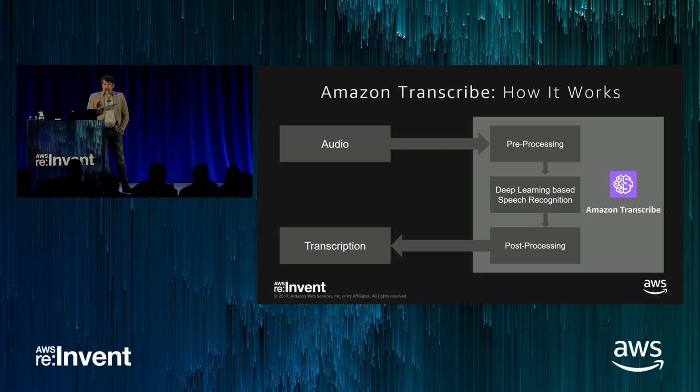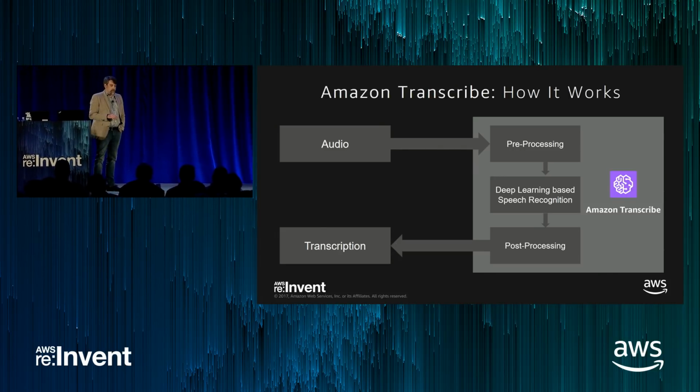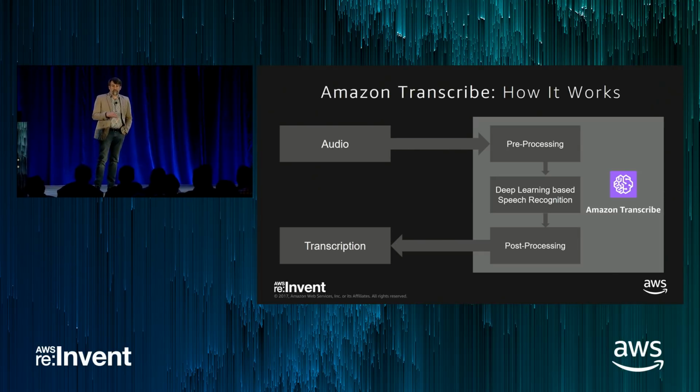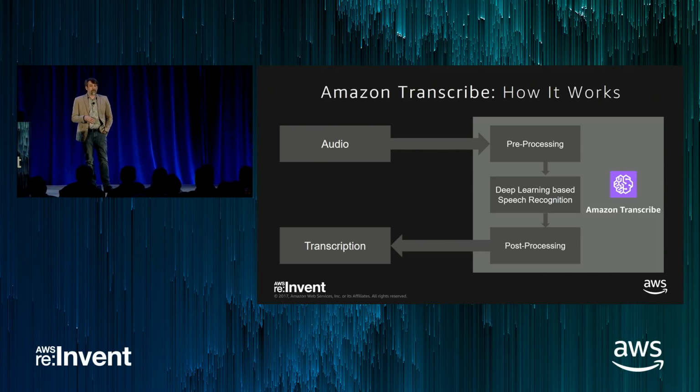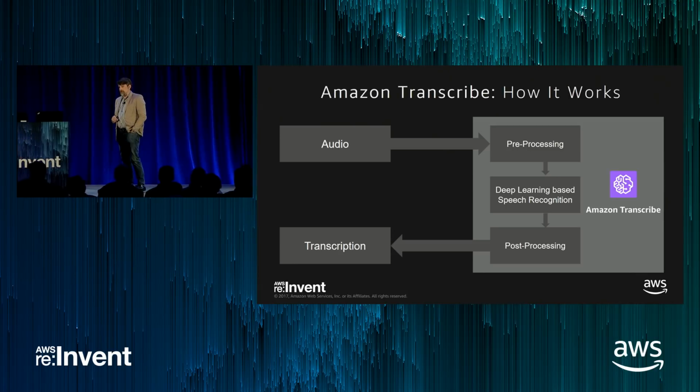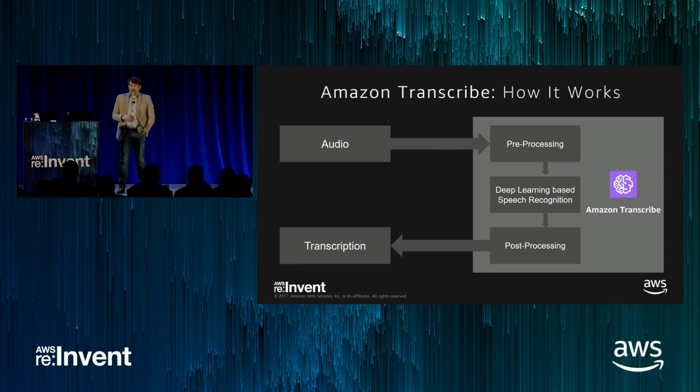So this is a simplified image of how we do speech recognition. Speech recognition is basically a pre-processing step, a speech recognition core, and a post-processing step. And then basically we get the audio in and the transcription out.